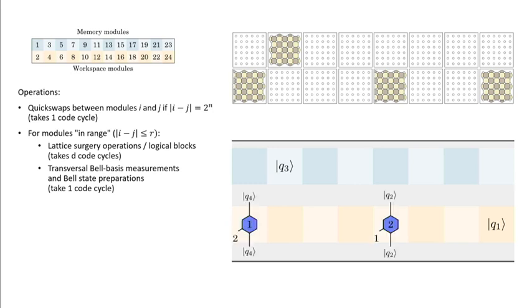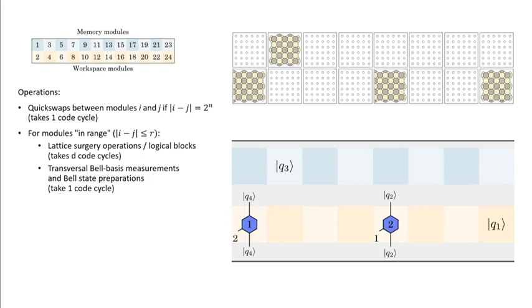While quick swaps rely on this kind of logarithmic long-range connectivity, the other operations rely on short-range connectivity. They can only be performed between modules that are in range, meaning that their module label difference must be below some number r, which we refer to as the range. This is a fixed number that will depend on the specific hardware implementation, but really a range of around 12 or so is more than sufficient. So for modules whose labels differ by no more than 12, we can perform the following operations.